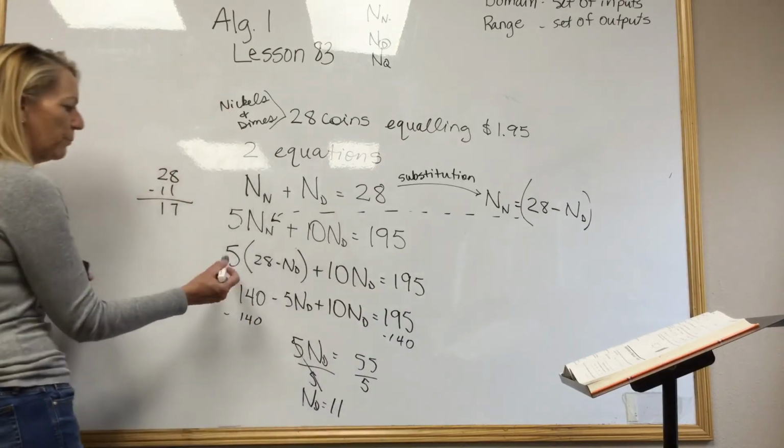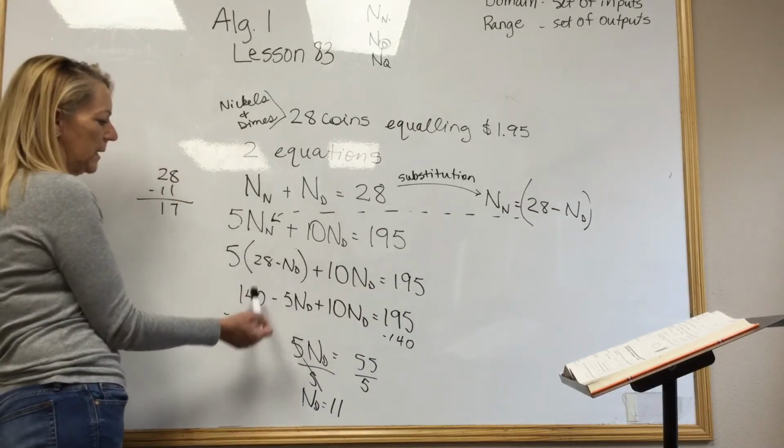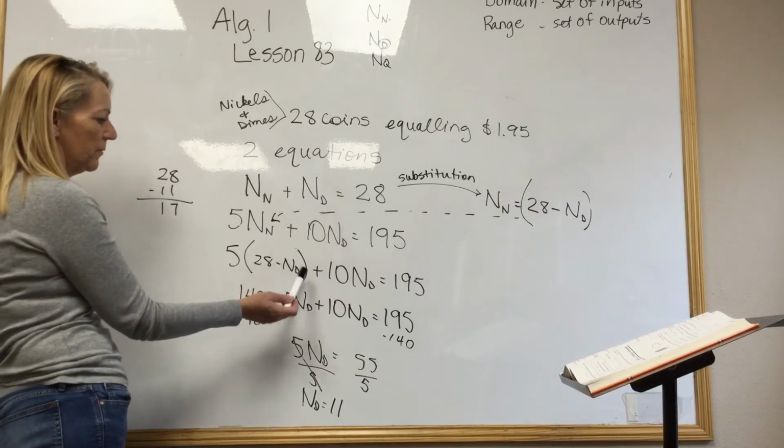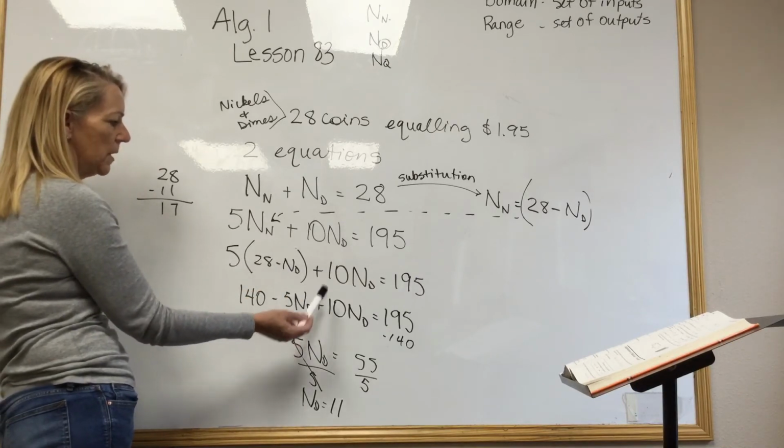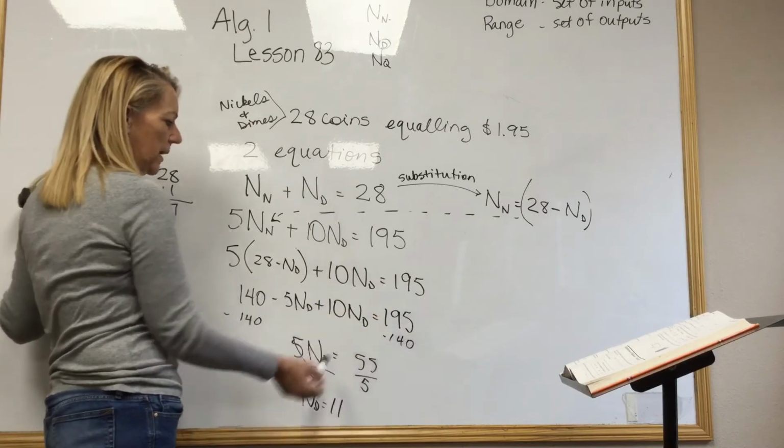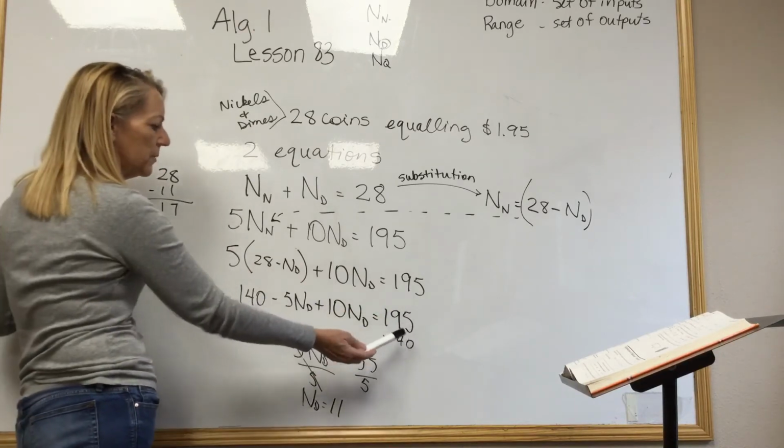I use the distributive property. 5 times 28 is 140. 5 times negative number of dimes is negative 5 number of dimes. Plus 10 number of dimes equals 195. Subtract 140 from both sides.